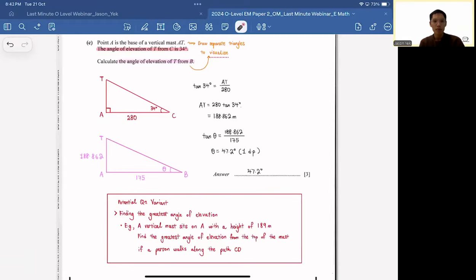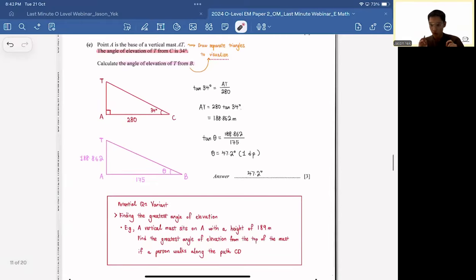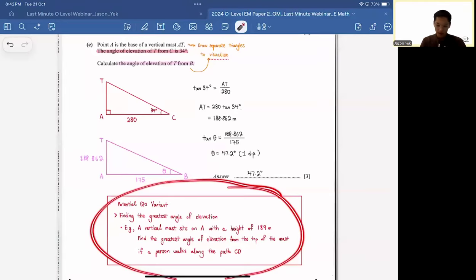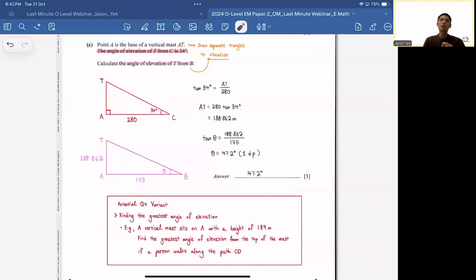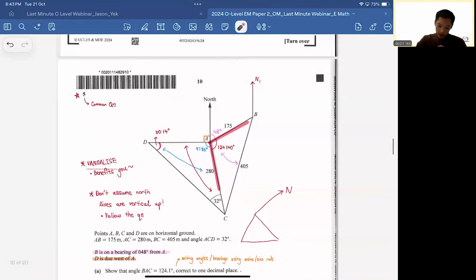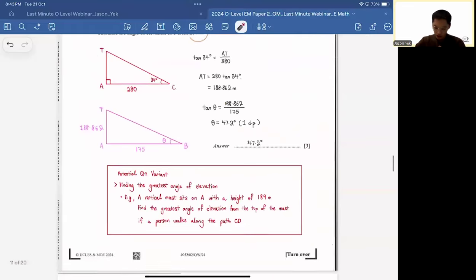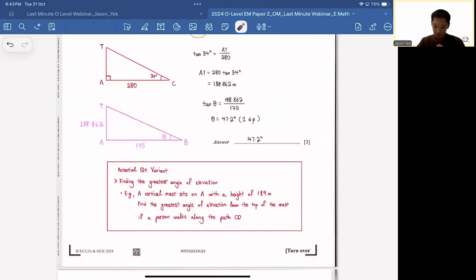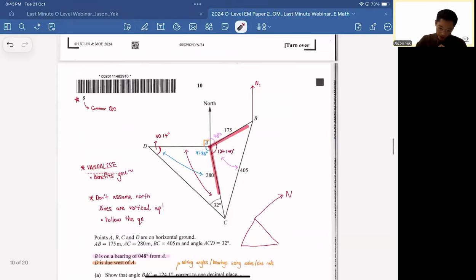Okay, now, one potential variant question, all right, before I answer more questions over here, is noting this. A possible question can be asked to find the greatest angle of elevation over here. So in this case, one variant is this, all right? A vertical mast sits with a height of 189. Find the greatest angle of elevation. So you picture first, a vertical mast sits on A, greatest angle of elevation as it walks along CD. Okay, walks along CD here.